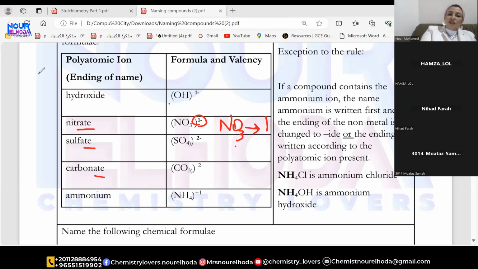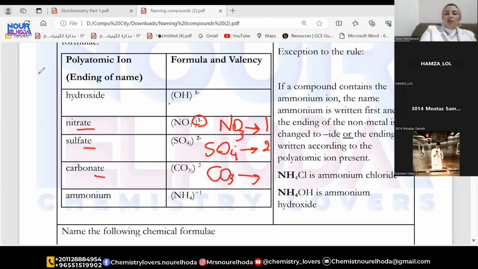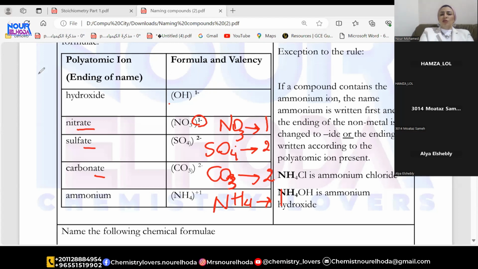Sulfate is SO4. What's the valency? 2. Carbonate, CO3. What's the valency? 2. Carbonate, CO3. Ammonium is always 1. Take care, ammonium is a positive 1. We're not going to use positive or negative now, but for you to know, ammonium is the only one which is positive. Hydroxide, it's OH. What's the valency? 1. So we said hydroxide, nitrate, sulfate, carbonate and ammonium.